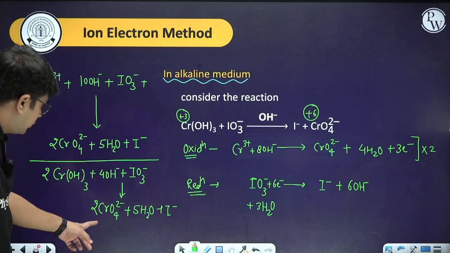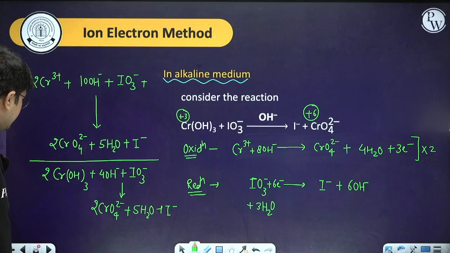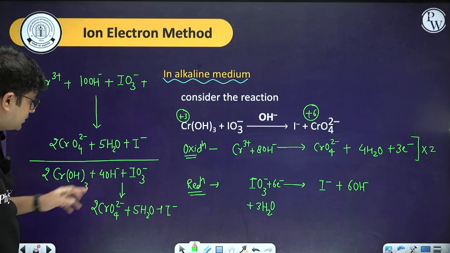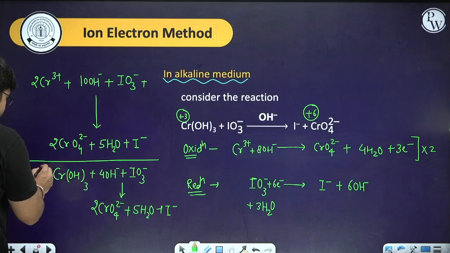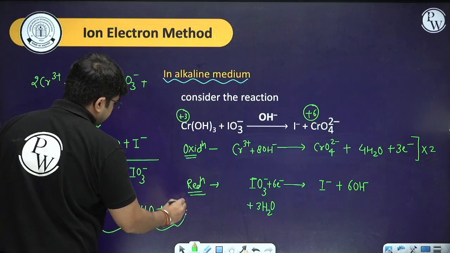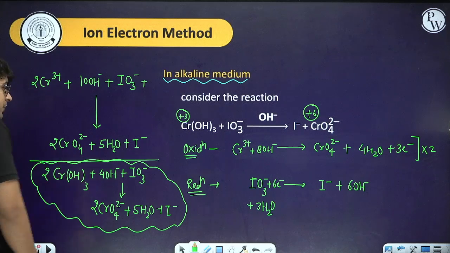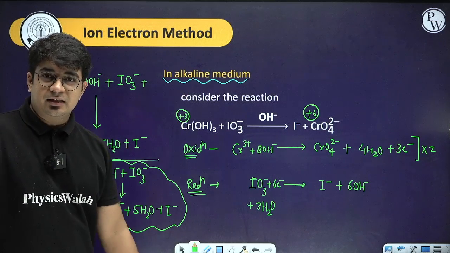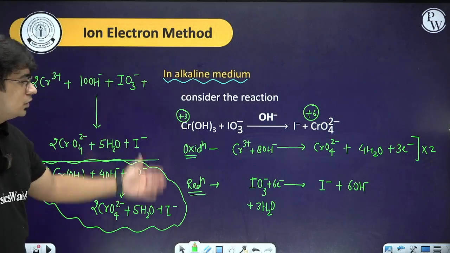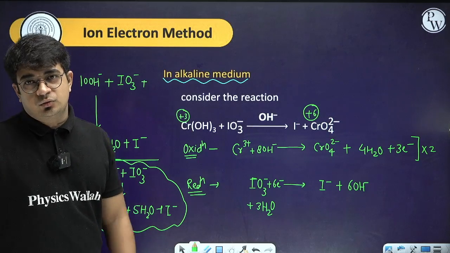13 oxygen on this side, and we have 3 twos are 6 plus 4 is 10 plus 3 is 13. Yes, this is a balanced equation. Now you see the limitation in this particular part. It's a very tedious method, a very tedious method that you have to use multiple iterations to balance this equation.